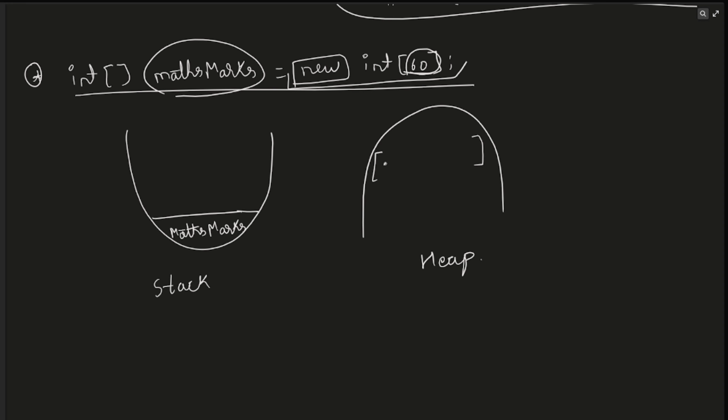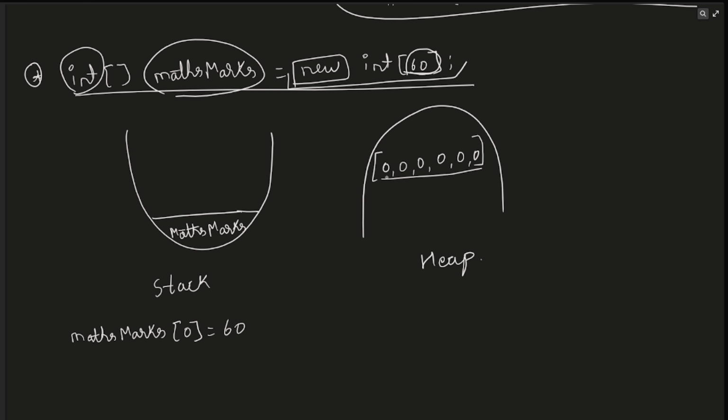For this example, I'll just take 5. You may be having a doubt, why zeros? Because the default value of primitive integer data type is 0. That's the reason initially it will be having all the 60 values as 0, and whenever you try to insert a value into maths marks object, maths marks of 0 equals 60.